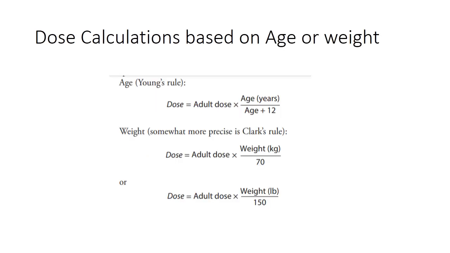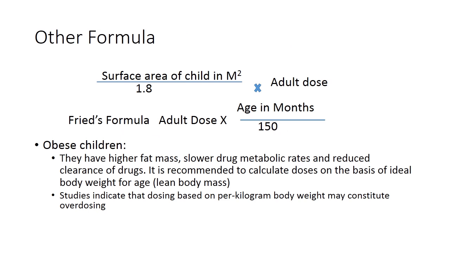Several dose calculation formulae are available: Young's formula, Clark's formula, or a simple one, where dose is equal to adult dose times weight divided by 70. That is the simplest formula, Clark's rule. The surface area formula is surface area of the child divided by 1.73 or 1.8, multiplied by the adult dose. Fried's formula is for infants: age in months divided by 150, times the adult dose.